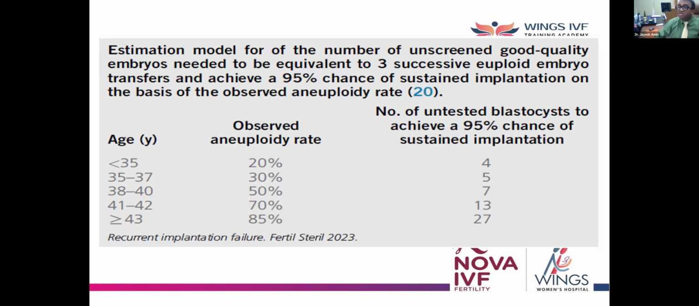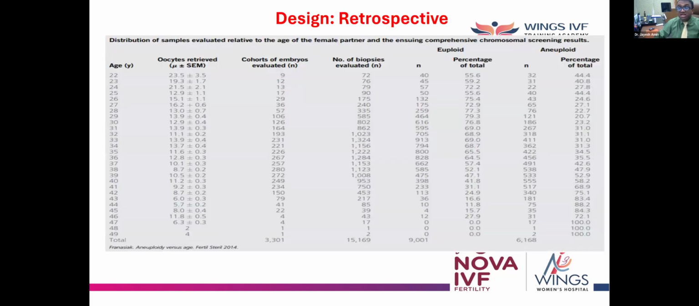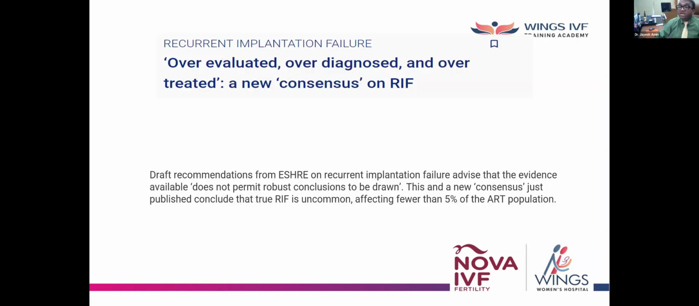And that is why the new study, which I believe shows the role of aneuploidy, especially age-induced genetic aneuploidy. And this is a beautiful retrospective data of 15,169 patients, where we see that as age increases, look at that, whenever the age is more than 38 years, the aneuploidy rate is highly increased, more than 50%. So we need to always implement genetic screening.